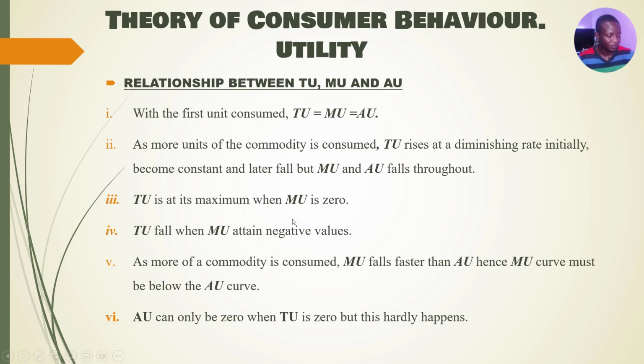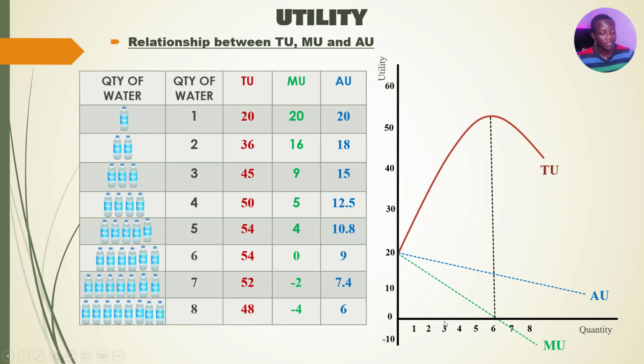Point 5. As more of a commodity is consumed, marginal utility falls faster than average utility. Hence, the marginal utility curve must always be below the average utility curve. And it can be seen from the diagram. That is why the green curve, that's MU, is below the blue curve, that's average utility. Because when the values are falling, marginal utility falls faster than average utility. In view of that, the MU curve always will lie below the AU curve.